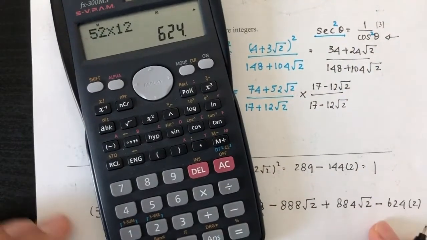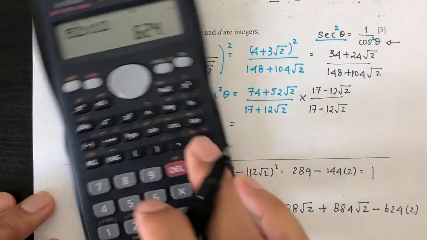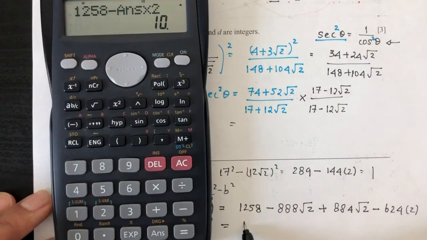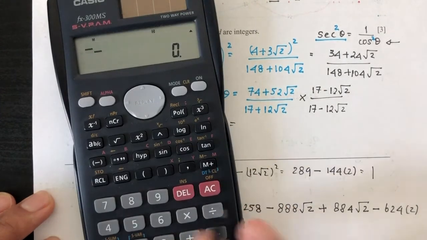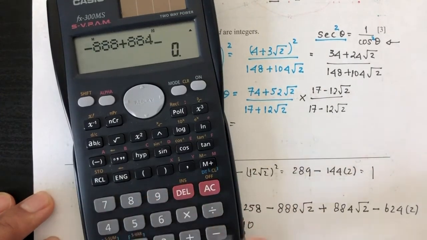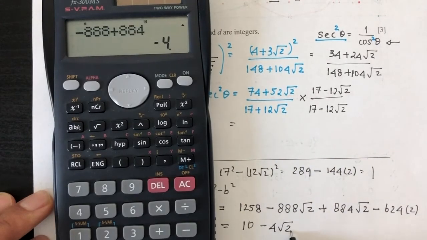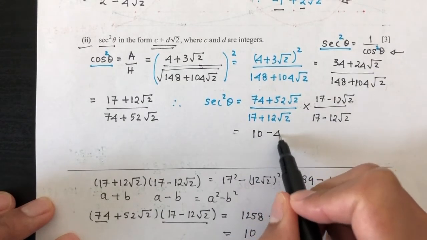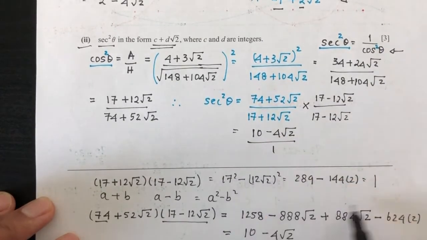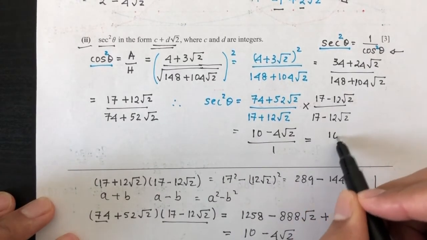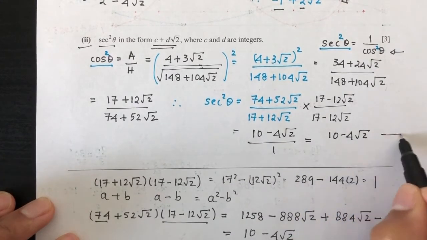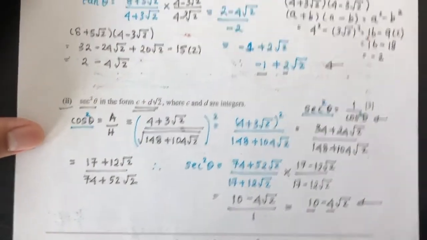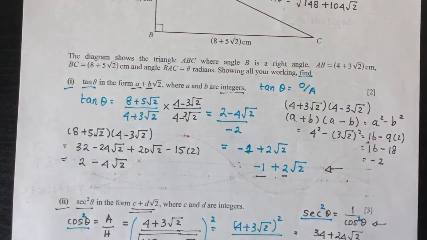Okay, so let's simplify. 1258 minus this one, that will be 10. And then minus 888 plus 884, that is minus 4. So by simplifying, the top becomes only 10 minus 4 root 2 over the base, which is 1. So your answer is 10 minus 4 root 2, where these are integers. This is pretty long, but you have to show all your work for your full marks. That is question number 2.